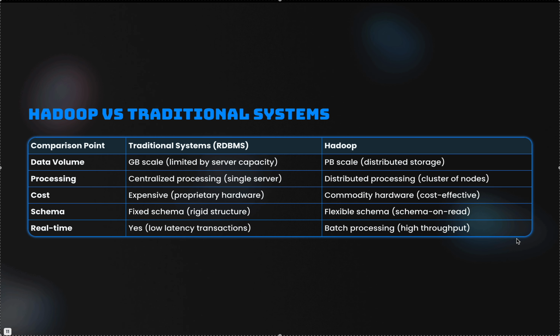Hadoop versus traditional systems. Traditional systems scale vertically by upgrading the machine. Hadoop scales horizontally by adding more inexpensive machines. Compared to traditional systems, Hadoop is cheaper, more scalable, and more fault tolerant, capable of processing unstructured data. This is why Hadoop quickly became the preferred choice for large scale data workloads.